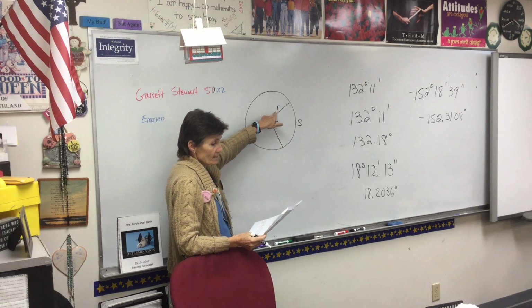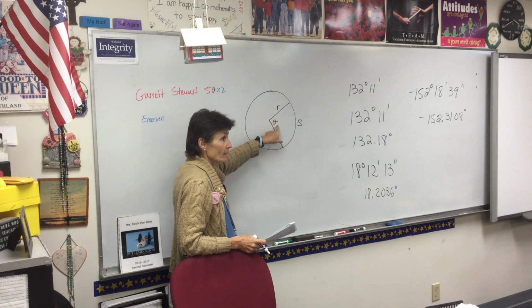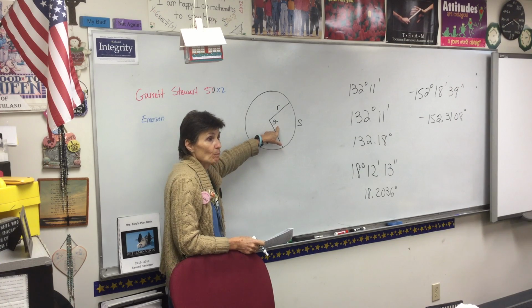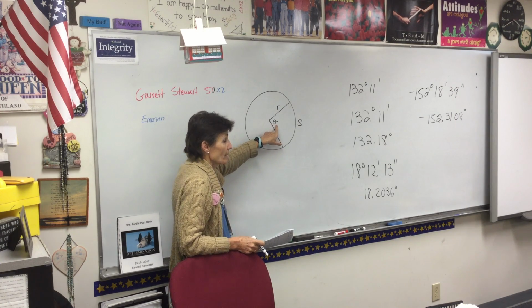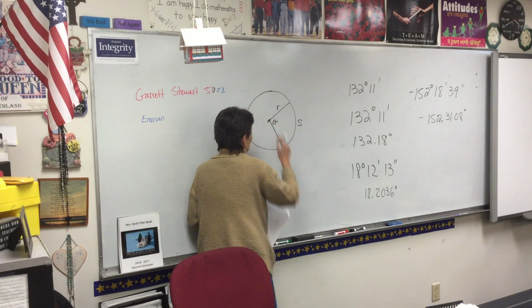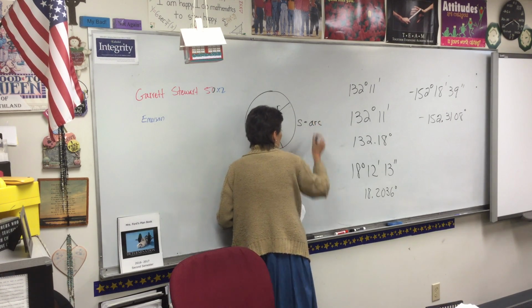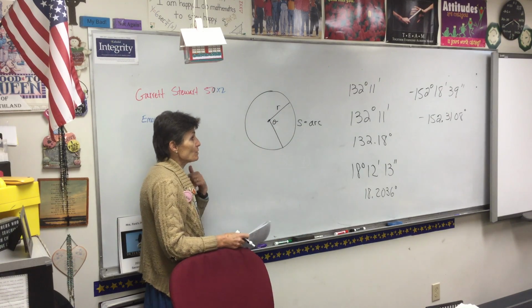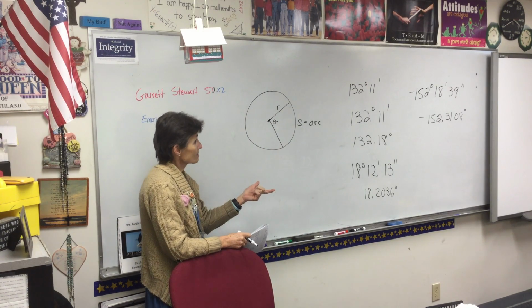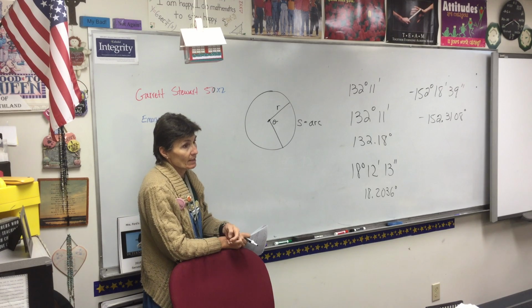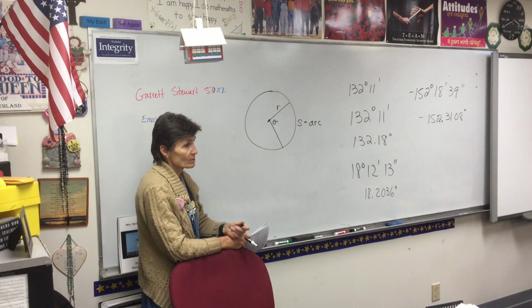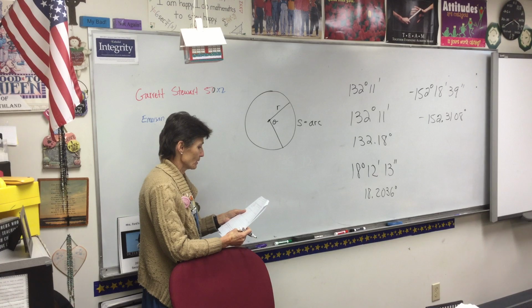R stands for radius. Theta is our angle. That's the name we give to angles. Theta, central angle. This is the center of the circle right here. And S is your arc length. I'm using S because your book does. You could call it something else if you wanted, but I'm using the same letter in case you ever look at your book.